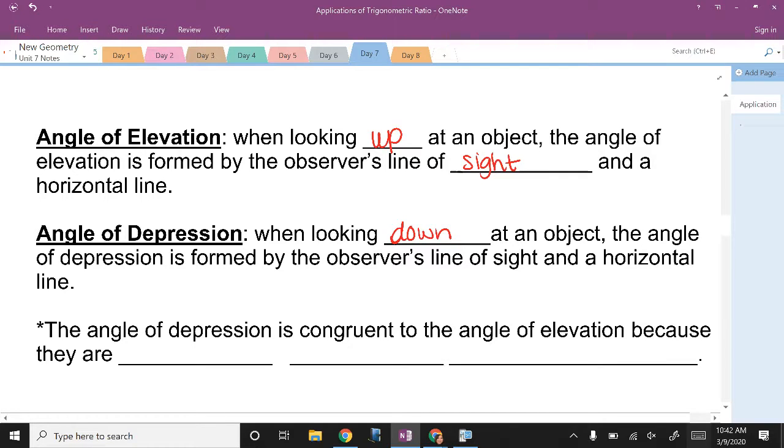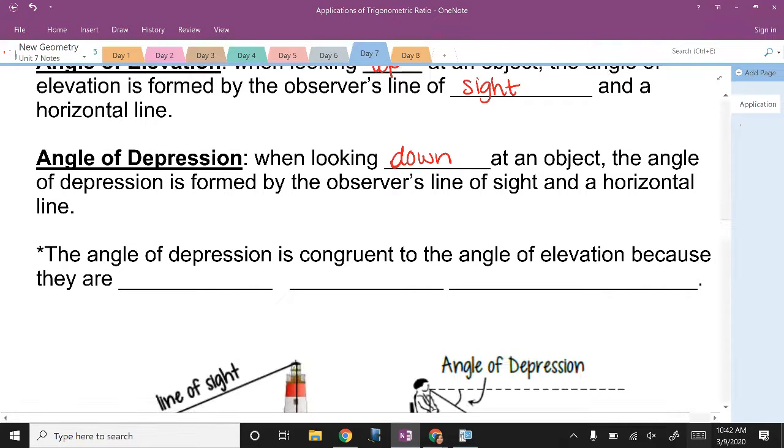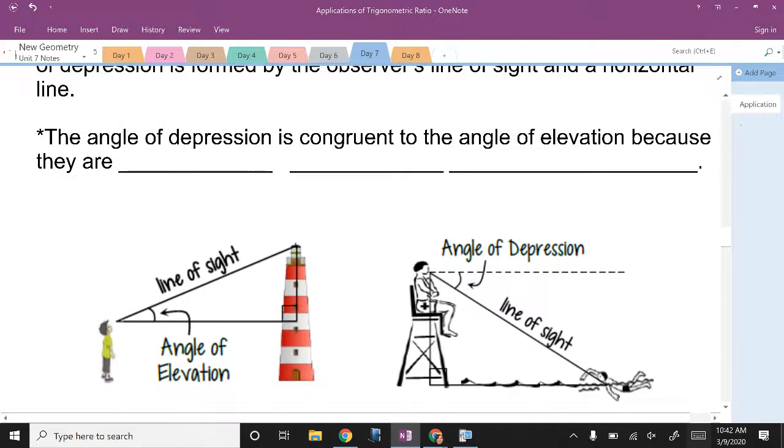And the angle of depression is formed with the observer's line of sight, so how they're looking, and a horizontal line. Okay. So the cool thing about an angle of depression and how they're congruent to an angle of elevation: they are actually congruent to each other, those angles are, because of those horizontal lines.